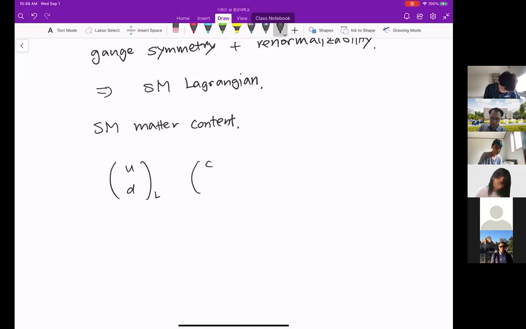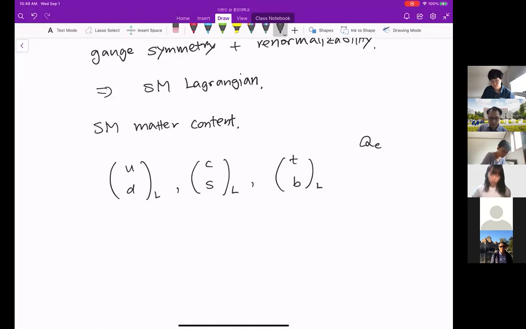So we have three generations: up, down, charm, strange, and top and bottom. Sometimes you are confused about these notations, like A, B, C, D, E, F, G, but it's up and down, charm, strange, and top and bottom. Those quarks carry electromagnetic charge. The up-type quarks, up, charm, and top, carry charge plus 2/3, and the down-type minus 1/3.